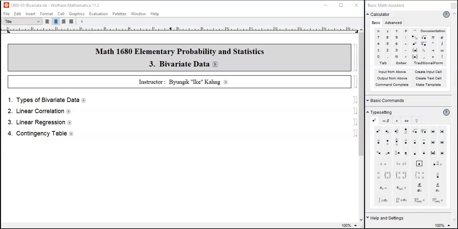Hello students, welcome back. We completed up to section 3 of this notebook. Now let's move on to section 4, Contingency Table.